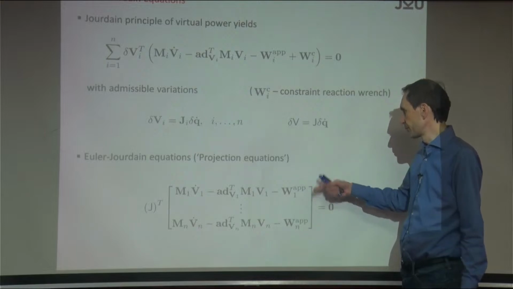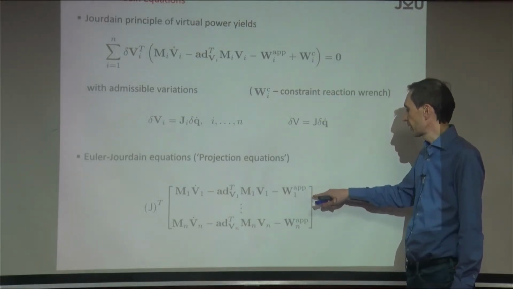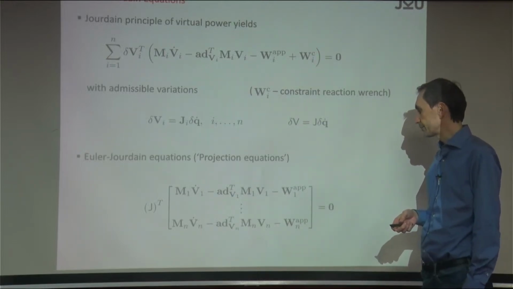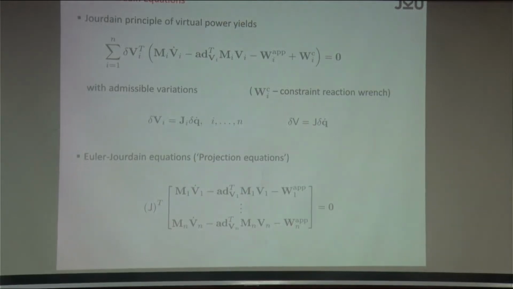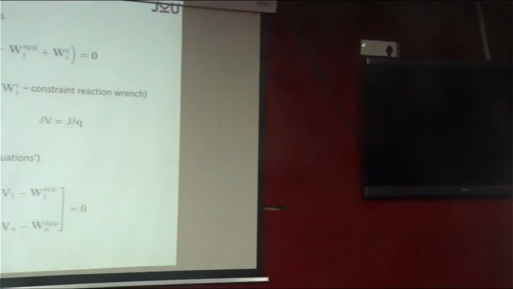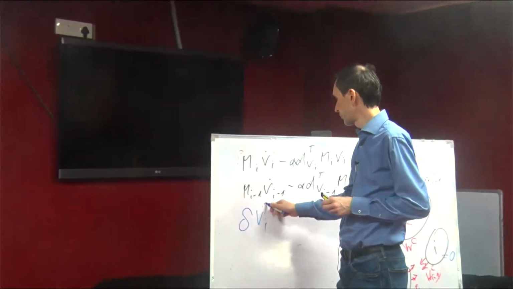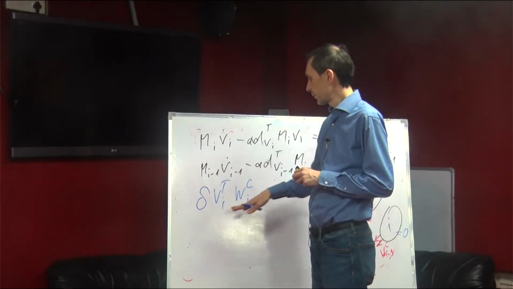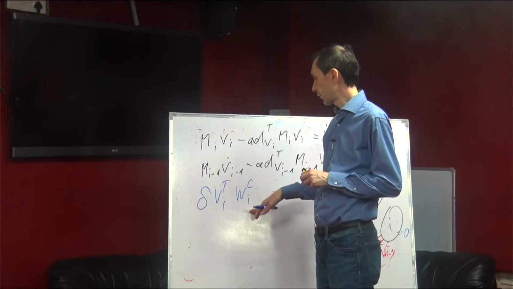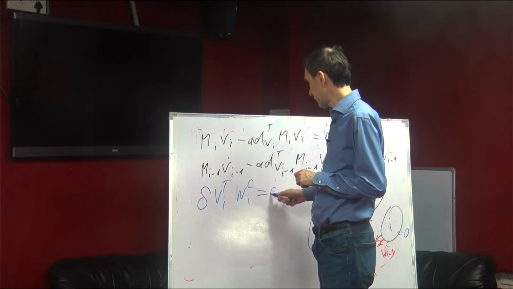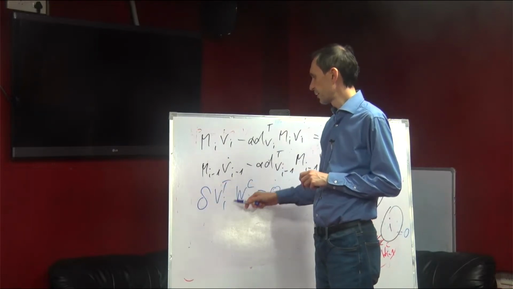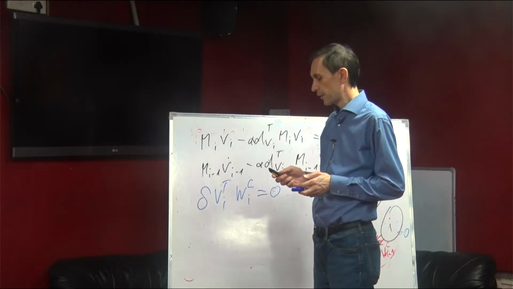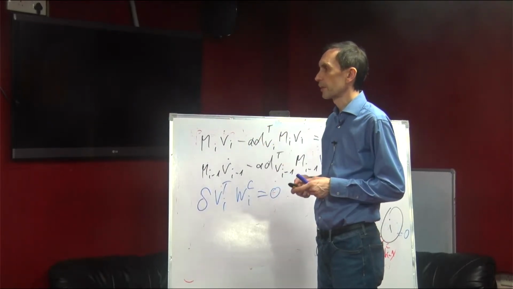And what I already used here, it's not imposed, it's a fact, is that the constrained wrenches do not perform any work or any power. Which means that if you look at the term that is missing, it's the delta Vi transposed times Wi constraint, because that is the power due to the constrained wrenches. And the power due to the constrained wrenches performed by admissible velocities is 0. So this term is already cancelled. I mean, this becomes 0. That's why it doesn't appear anymore.